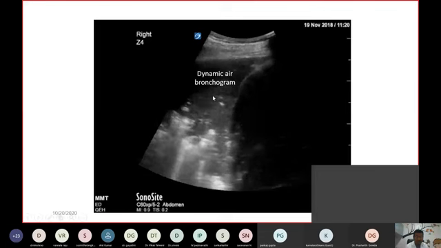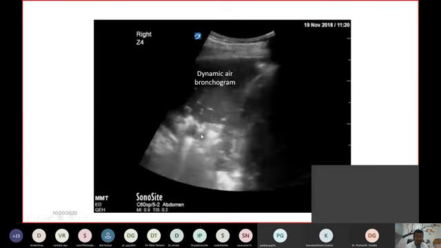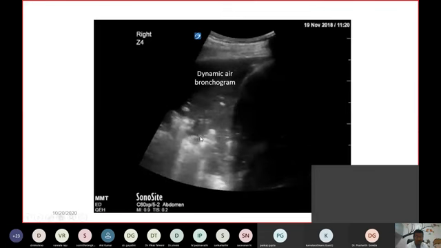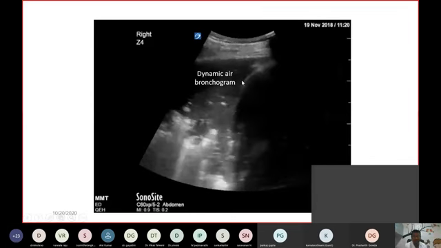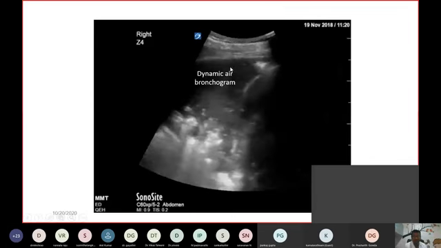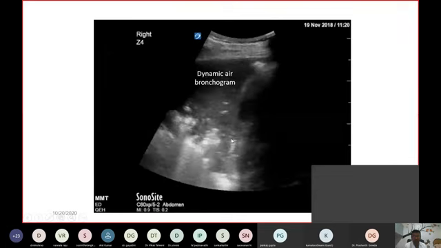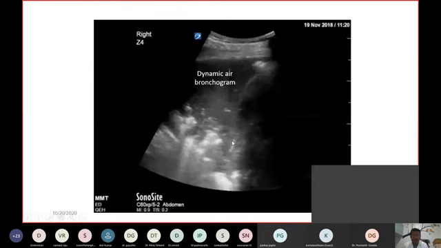Okay. So in consolidation or pneumonia, you are going to get dynamic air bronchograms. You can see the margin of the consolidation is not well defined. You can see there's a minimal effusion, and you can see a tissue-like consistency. So that's pneumonia.